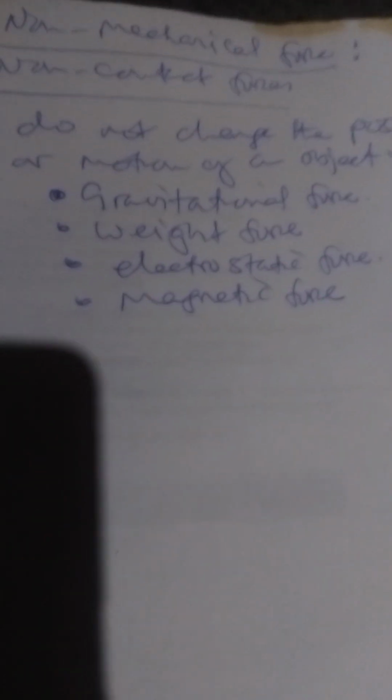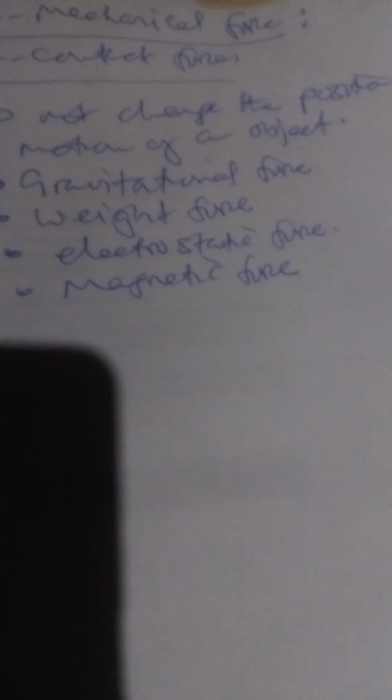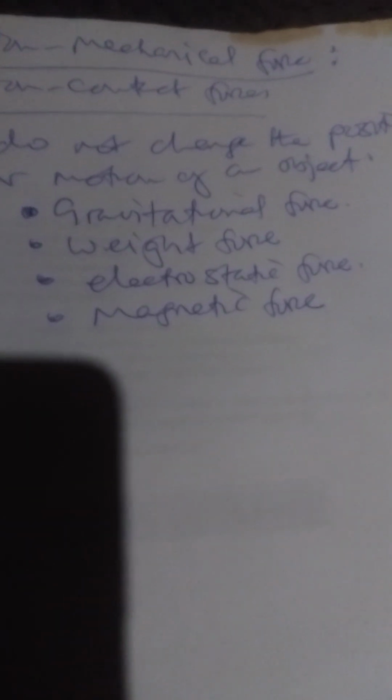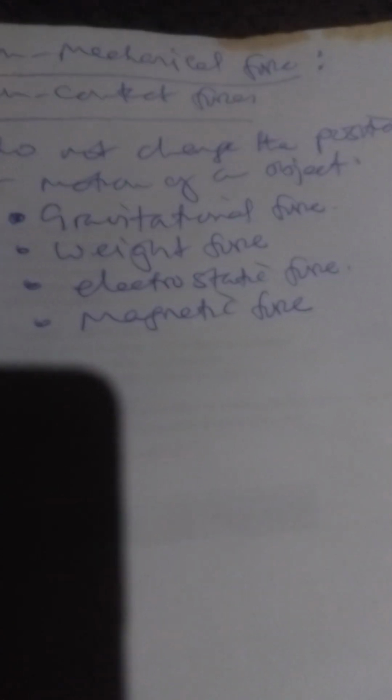Then let's move on to magnetic force. Magnetic force is the force of attraction or repulsion between two poles of a magnet. This one is very tricky. Let me explain in a very good way. We can define a magnetic force as a force of attraction or repulsion between any two magnets, or it is a force of attraction between a ferromagnetic material and a magnet.